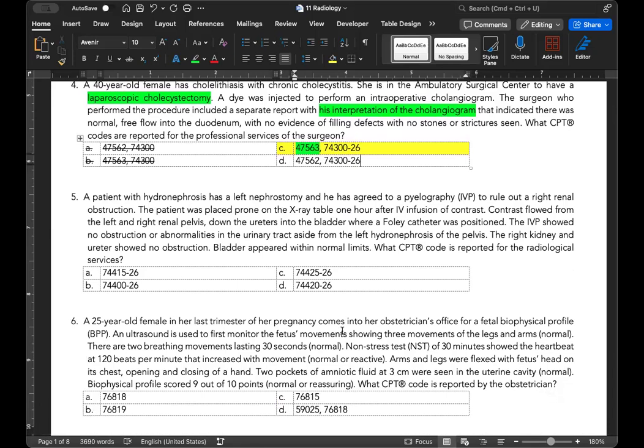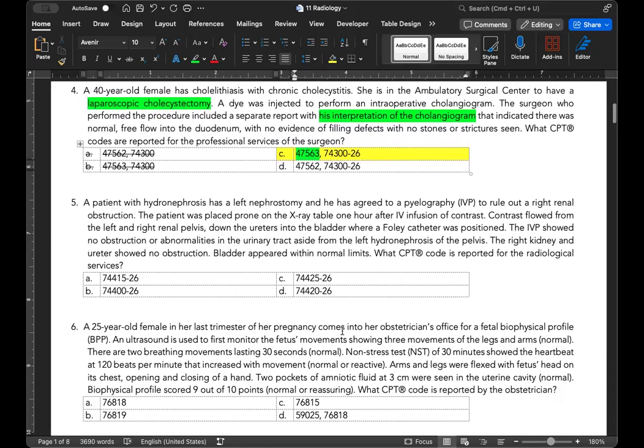Okay. So let's look at number 5. Number 5 is a patient with hydronephrosis, has a left nephrostomy, and they have agreed to a pyelography, or an IVP, to rule out a right renal obstruction. The patient was placed prone on the x-ray table after 1 hour of IV infusion of contrast.